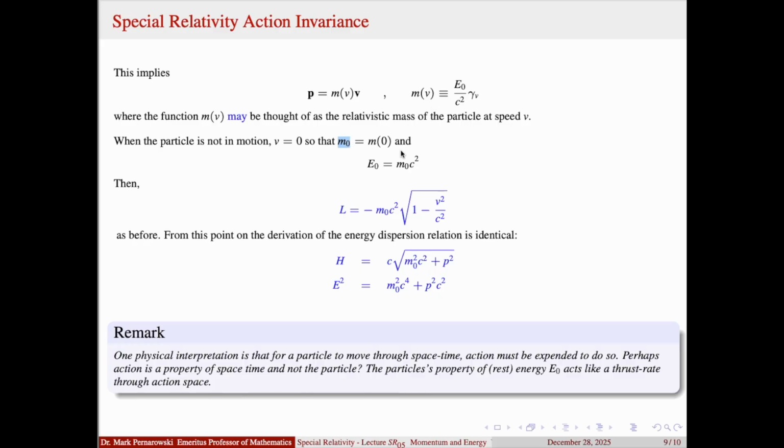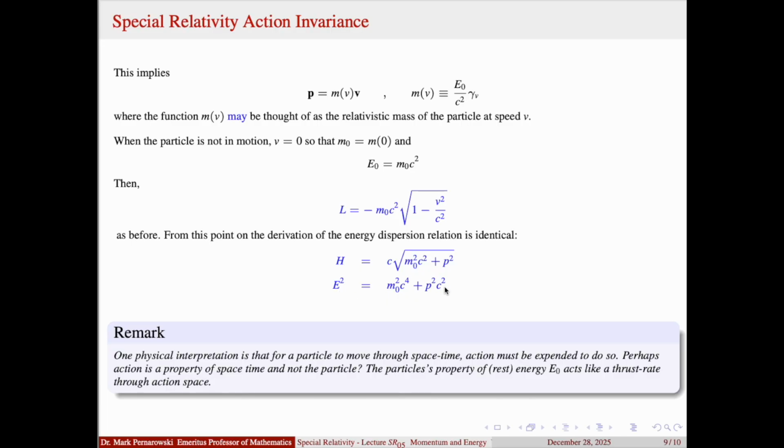So if that's the case, and I look at this formula, then it must be that the E naught constant must be the rest mass times c squared. And when you have that, then the Lagrangian is the same constant that we had before in the previous discussion, and the same factor here. So how do I get the energy dispersion relation? Well, now I'm back to square one. I'm back at the very same Lagrangian that we had before, and you go through all that procedure and derive what the Hamiltonian is, and then you get an energy dispersion relation exactly the same as before.